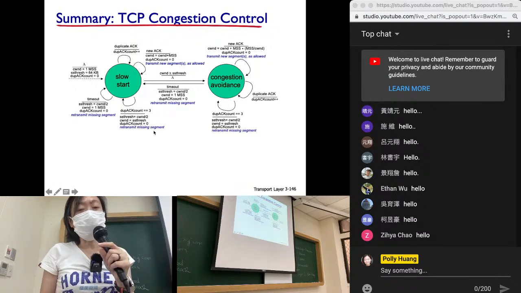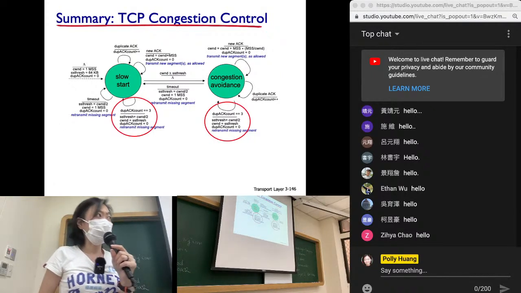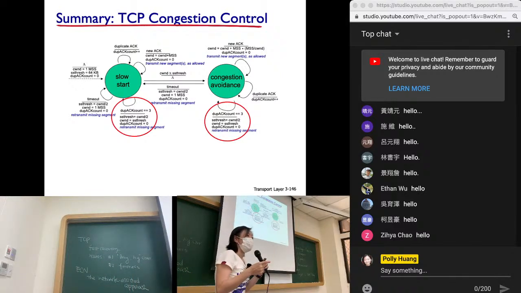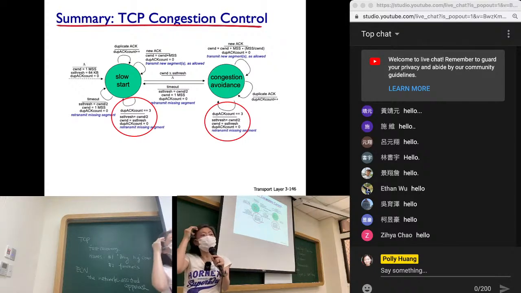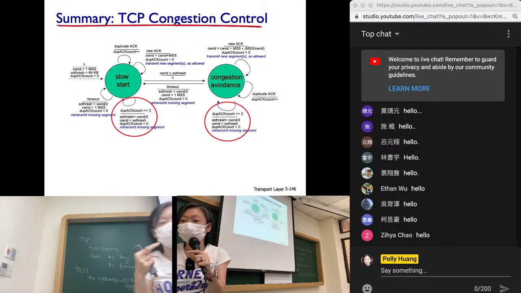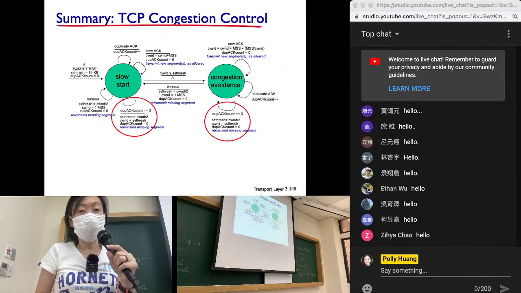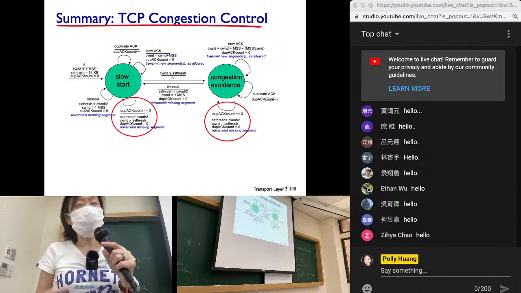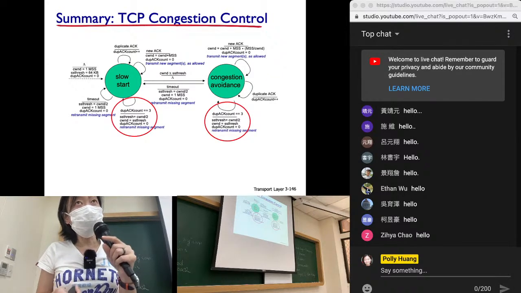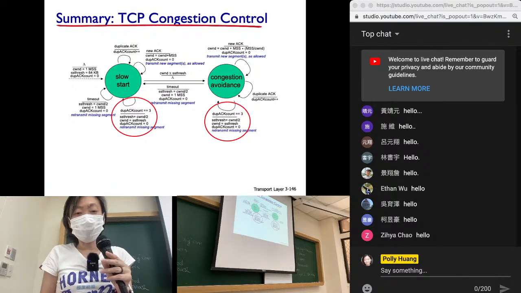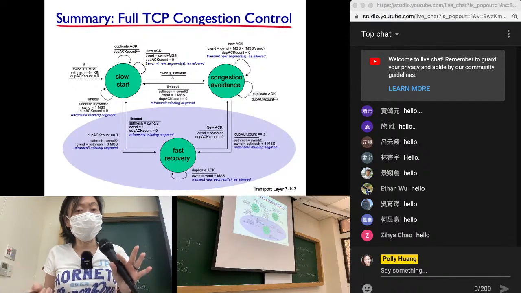The 3 duplicate ACK transitions. Originally, when the TCP sender detects 3 duplicate acknowledgements, then we should do fast retransmission, right? We treat it as a packet loss, dropping the window size to half, and then retransmit the missing packet. In fast recovery, these two transitions are changed. In fact, it's changed this big.